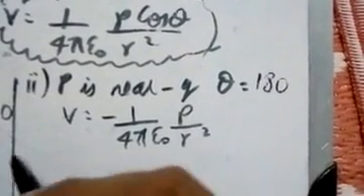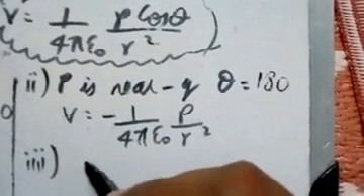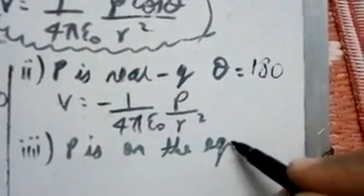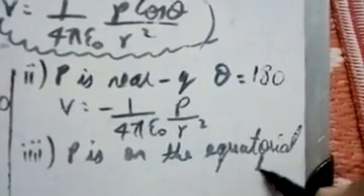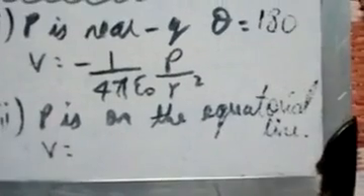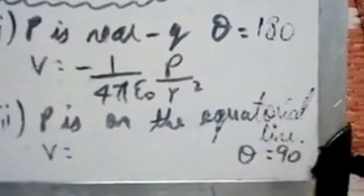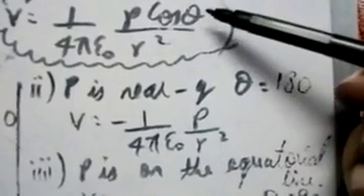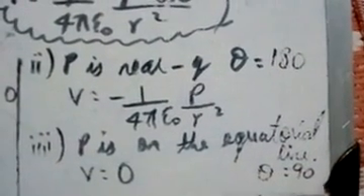Now let us take the third condition. The third condition is the point P is on the equatorial line. If point P is on the equatorial line, what will be the voltage? We'll see that now. So we'll go back to the picture. Point P is on the equatorial line, meaning it's exactly here. In this case theta will become 90 degrees. Let's see the formula here. V is 1 by 4 pi epsilon naught P into cos theta by R square. So cos 90 is 0. So this full term becomes 0. So the potential becomes 0 here. So these are the three important special cases.